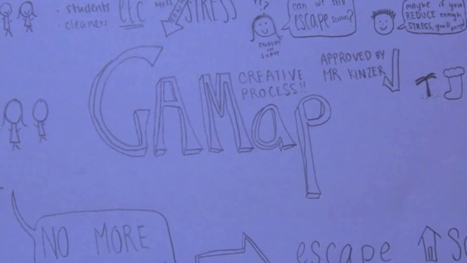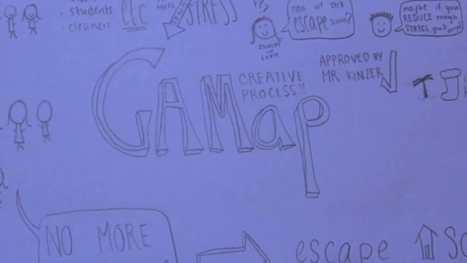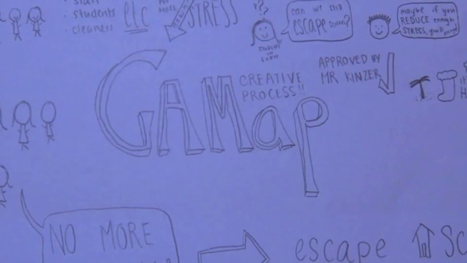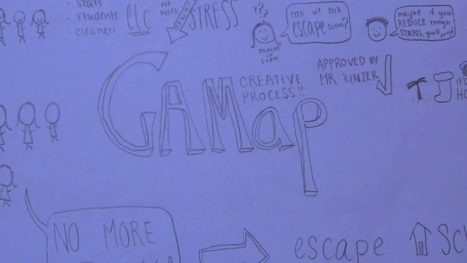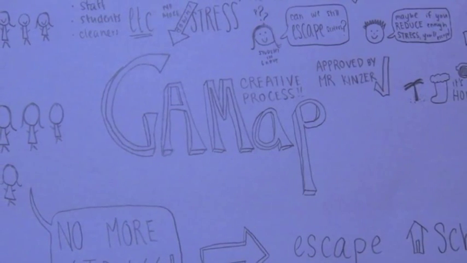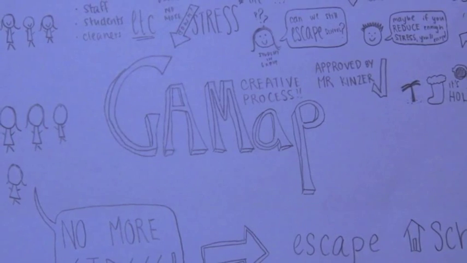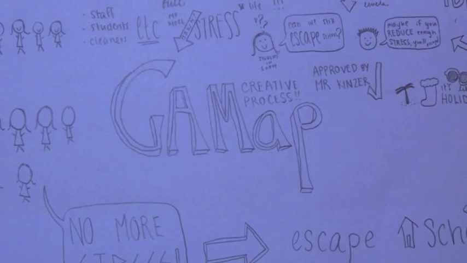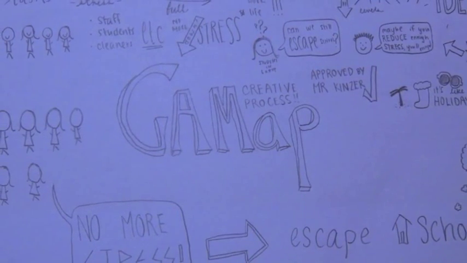Our first idea was to have our players try and escape school by completing different tasks and overcoming obstacles. We spoke to Mr. Kinzer about this idea, and he asked for us to change a few things. The aim of this GAMap is to improve our community, and Mr. Kinzer feels that having players try and escape school isn't going to give them a positive attitude on school.